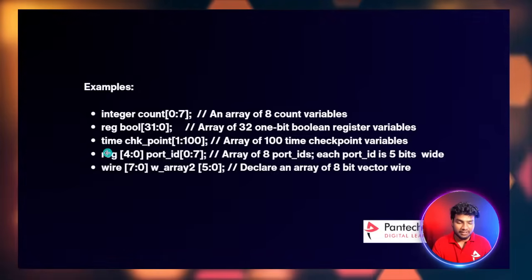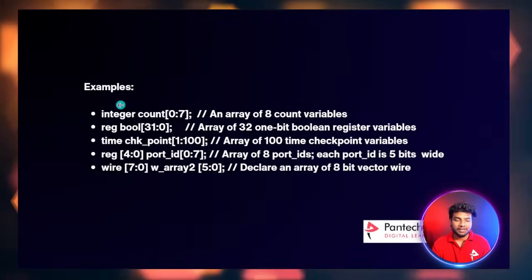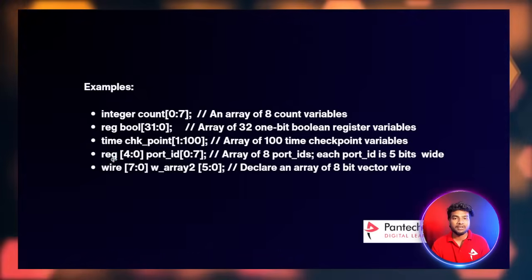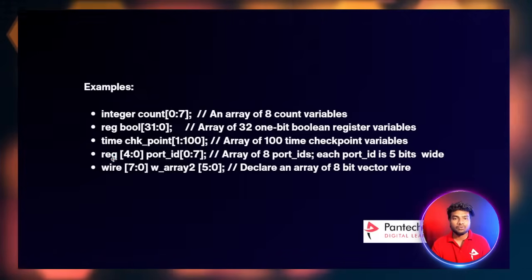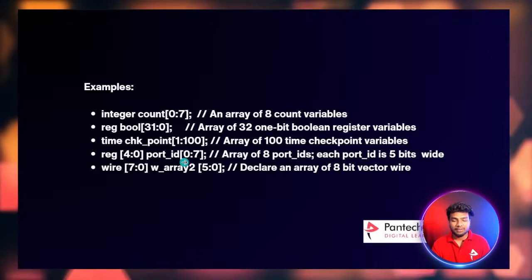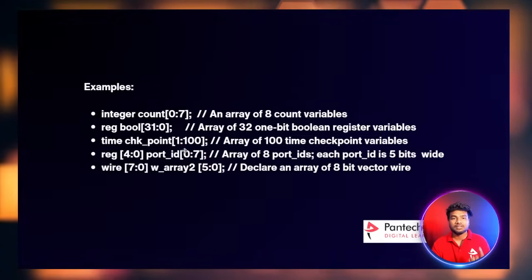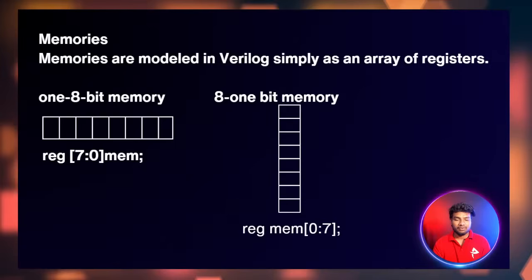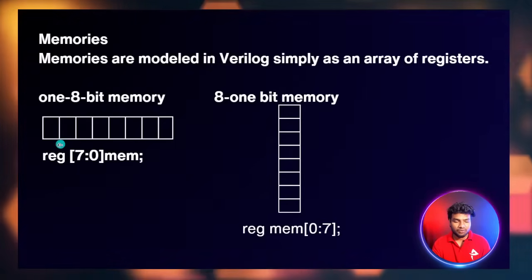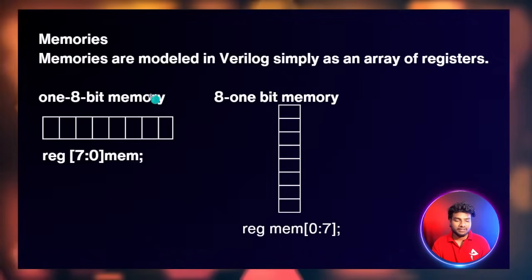By default reg is a single-bit data type. Integer is 32 bits, time is 64 bits, but reg and wire are single-bit data types, so they can store only 1 bit. But here I'm creating one memory: the array has 8 memory locations, and each memory location can store 4 bits of data. I will show you this. You can see reg 3 down to 0, this is one array, and this is how it creates memory locations. Totally it created 8 memory locations.